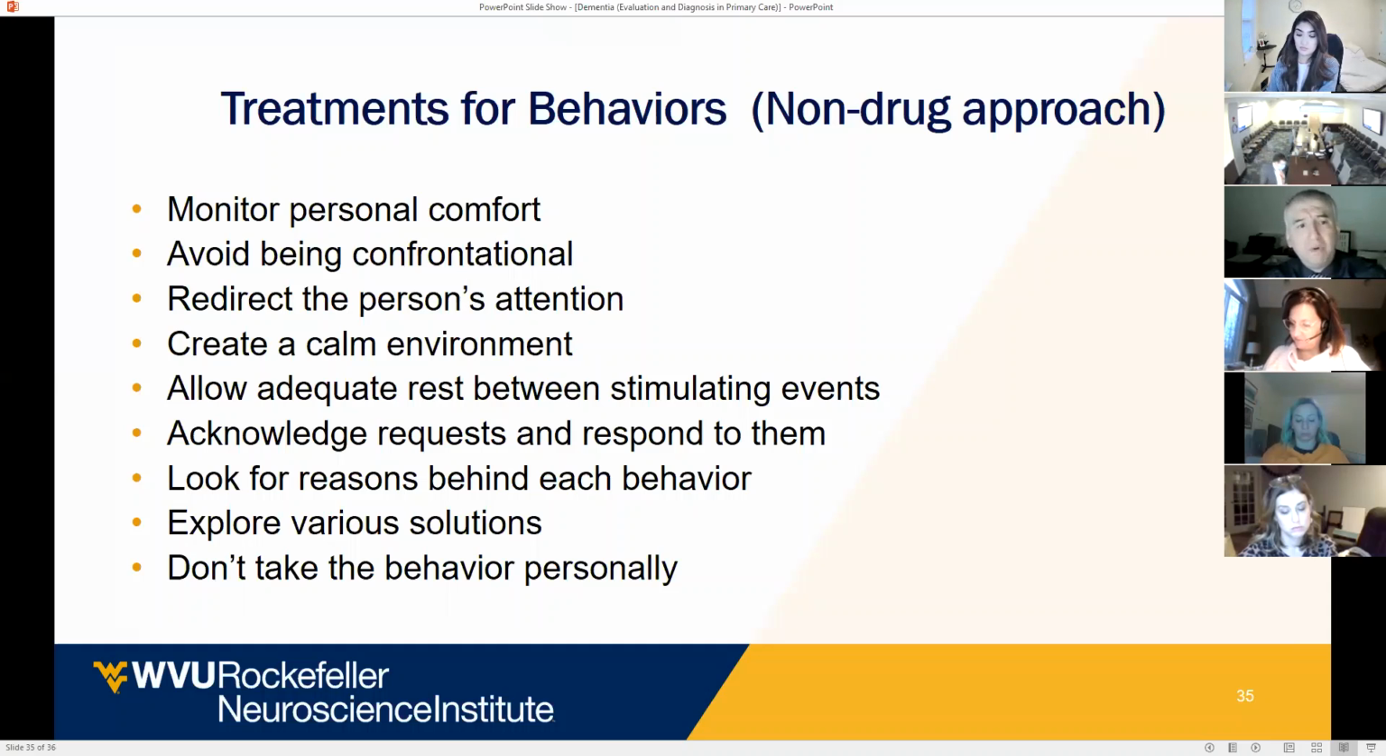But the non-drug approach is very important. I think that's the most important way to deal with these problems. We are going to pay attention to personal comfort. Many times this patient can have pain. If you treat the pain, probably they're going to get better. You have to avoid being confrontational. Many times we have to go along with the flow.